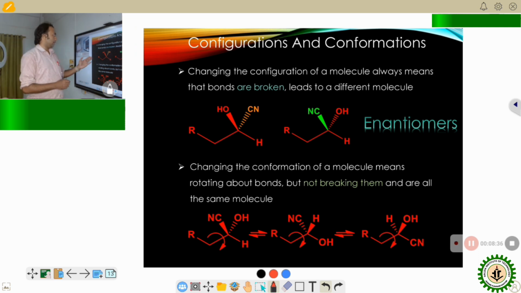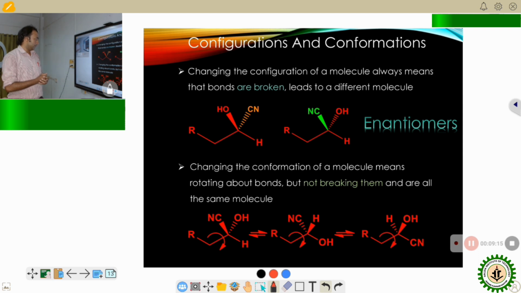Okay, so now two other important terms are configurations and conformations. These are very important terms in stereochemistry. So what do configurations mean? Configuration means the way the atoms are connected with each other through bonds. So the only way we can interconvert between configurations is to break a bond. So these are configurations because there is a different connectivity between the atoms. So enantiomers or stereoisomers are different configurations of molecules.